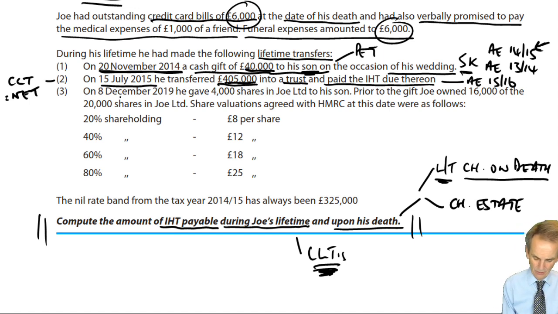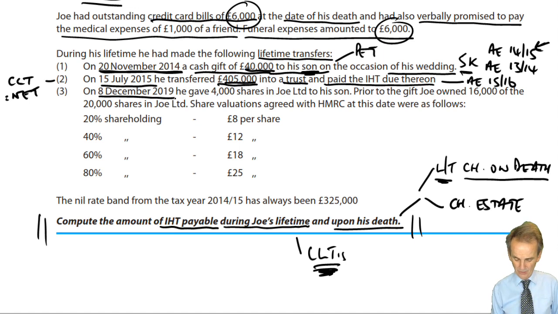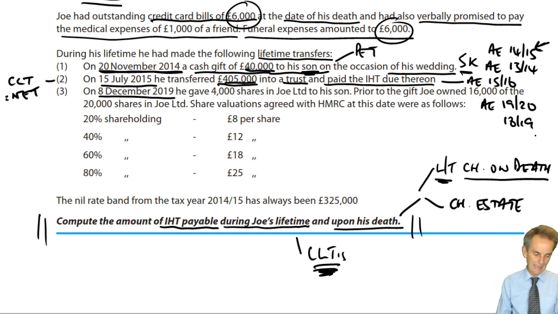The last of the lifetime transfers, the 8th of December 19. Now that one, of course, is falling in the 19-20 tax year. So we've got AE 19-20. Have we used 18-19? No, we haven't. So we'll have the 18-19 annual exemption available as well. Let's see what it is.